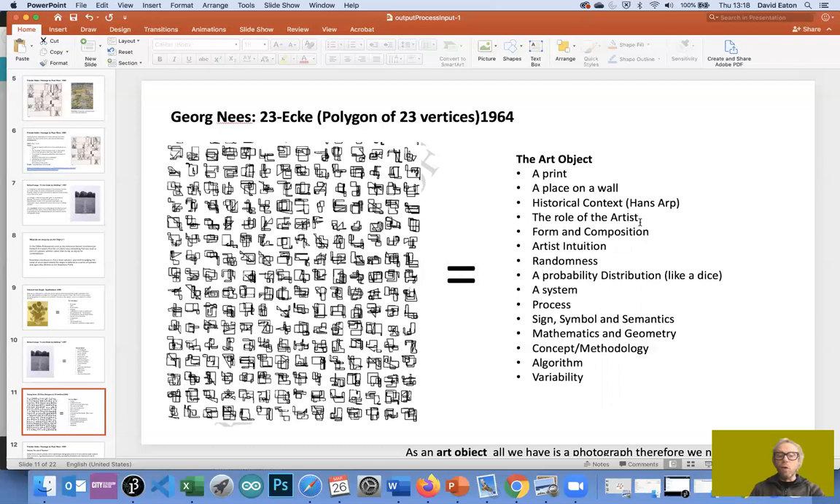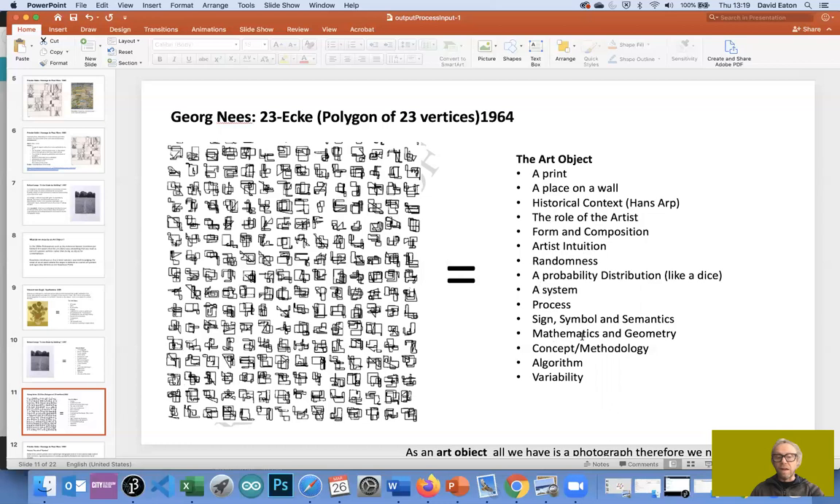Definitely concerned with form and composition. This idea of artist intuition, I'm going to come back to that in a minute, but it's also concerned with the notion of randomness. We've talked about that, and this idea of the probability distribution. There's a system, there's a process, sign, symbol, and semantics, which are now starting to get tied up into these ideas of the role of the artist.